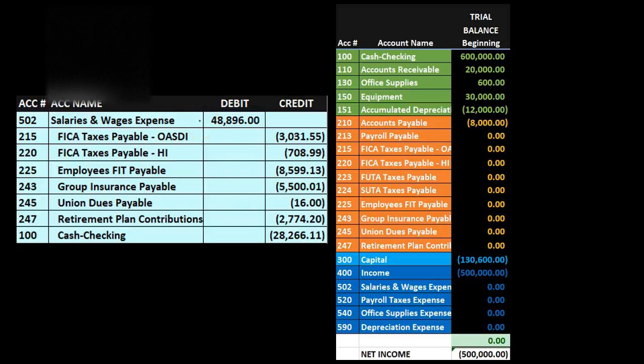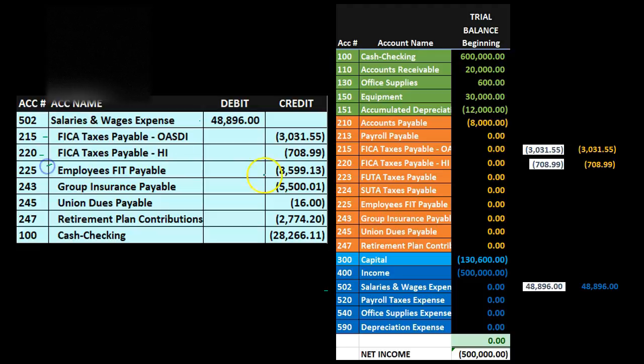Here's the salaries and wages expense. It's going from 0 up by 48,896 to 48,896. Here's the FICA for OASDI, going from 0 up by 3,031.55 to 3,031.55. Then we've got the 220 for the HI. Here's the HI going up by 708.99 to 708.99.